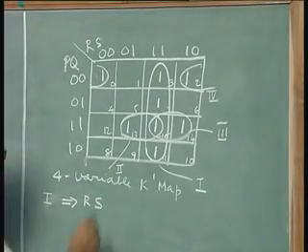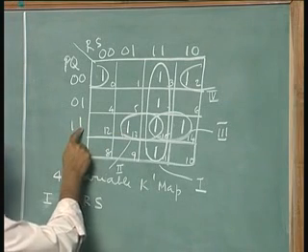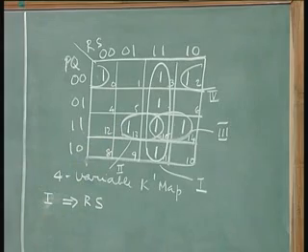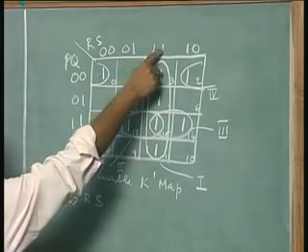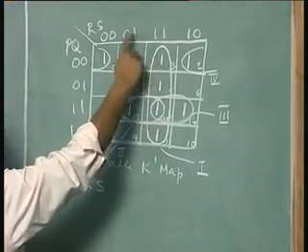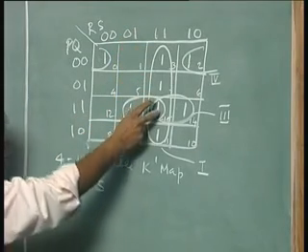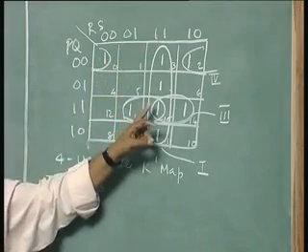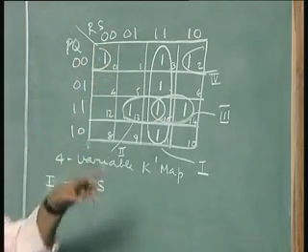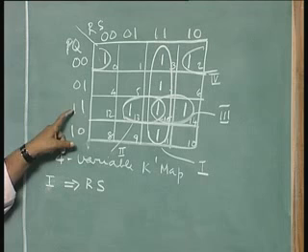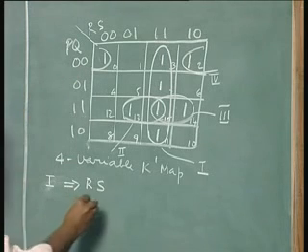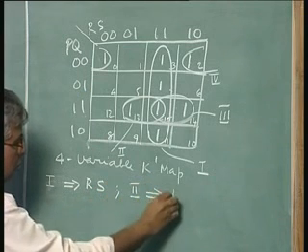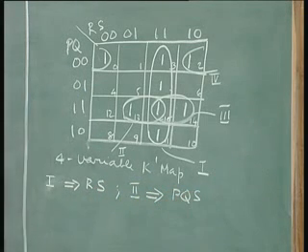Now 2 would be: PQ are 1, 1. They remain 1, 1 here and here, so they have to remain in the expression. Here S is 1, here also S is 1, whereas R is 0 here, R is 1 here. So R changes from 0 to 1 between these two cells, so R gets knocked off, whereas S remains 1. So 2 is nothing but PQS.